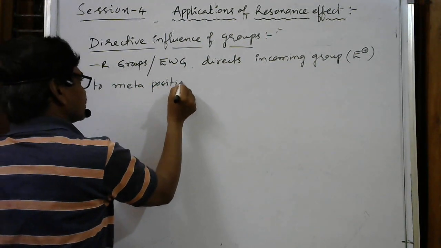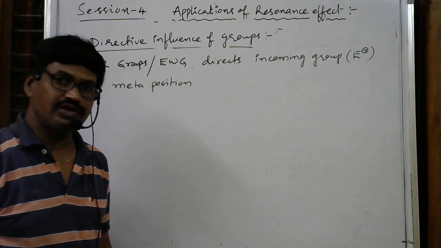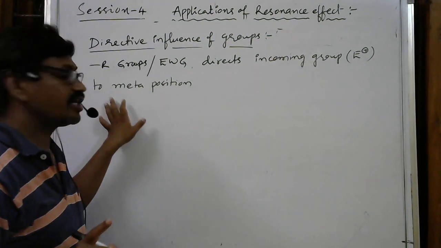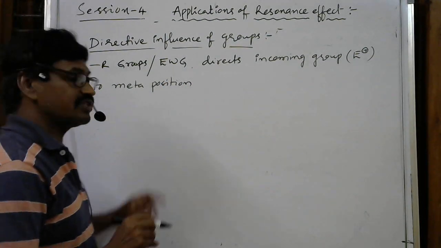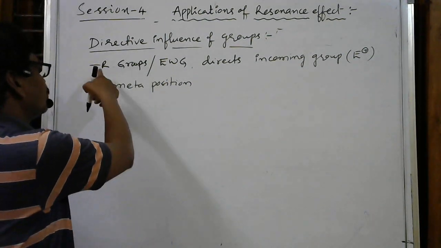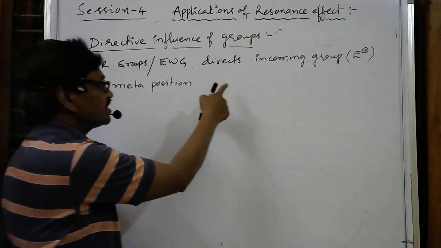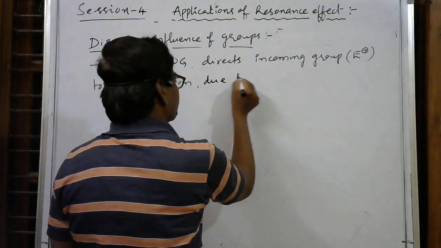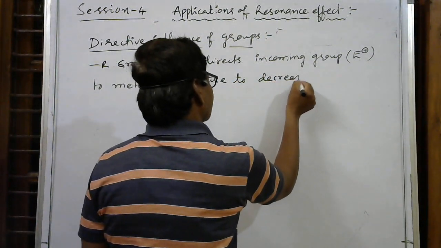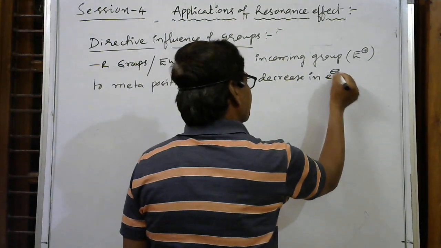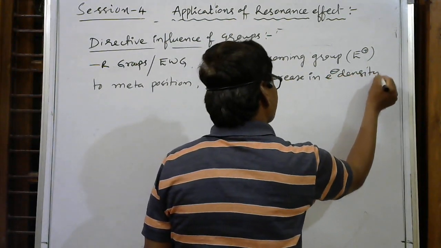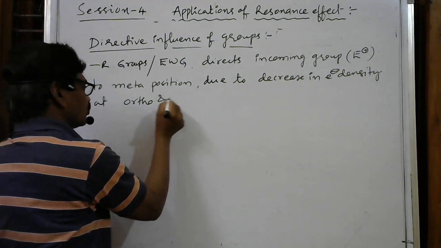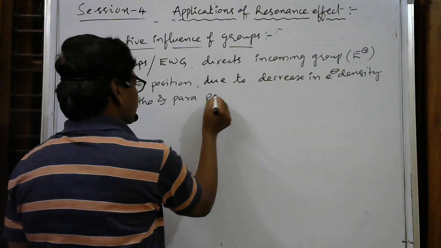But if they ask why the incoming electrophile attacks the meta position, the reason is not with respect to the meta position. Here the reason is with respect to the ortho and para positions only. So minus R groups or electron withdrawing groups direct the incoming group, that is the electrophile, to the meta position due to a decrease in electron density at the ortho and para positions.